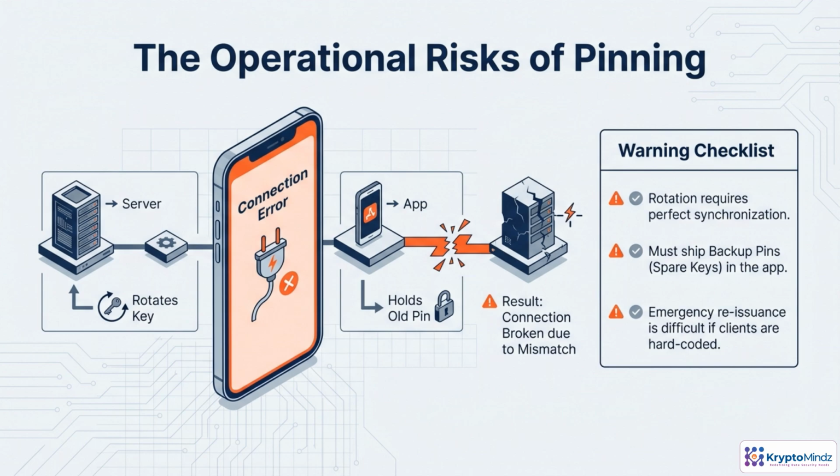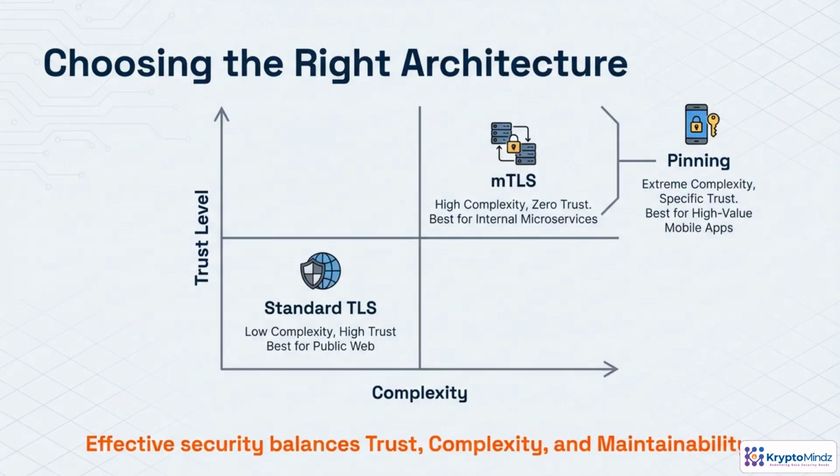You usually include backup pins, so the app already trusts the next key before you rotate. And you need a plan for emergencies. If a key is compromised and you have to revoke it quickly, pinned clients may be stuck until users update the app. So pinning should be treated as a high-risk, high-reward control. Use it selectively. Automate rotation as much as possible. And make sure product, security, and ops teams are aligned before you rely on it in production.